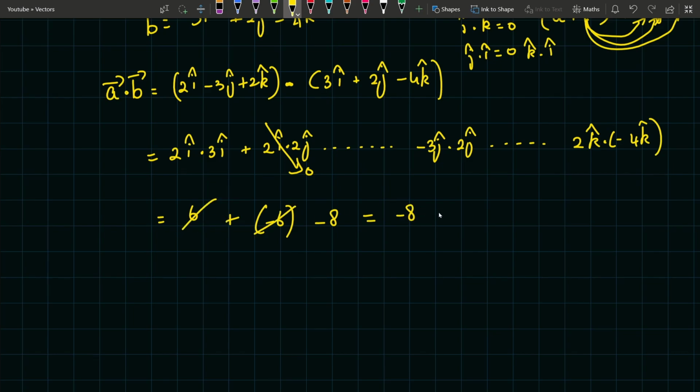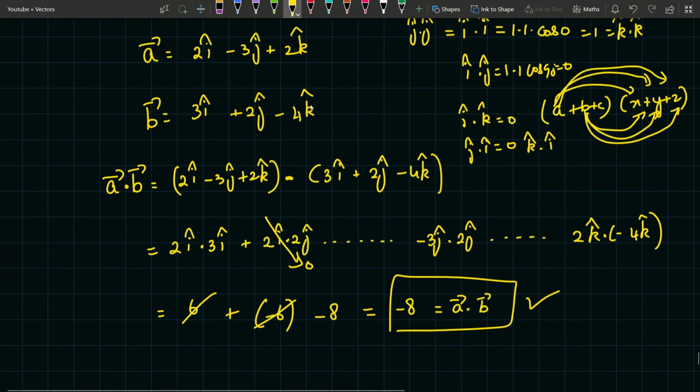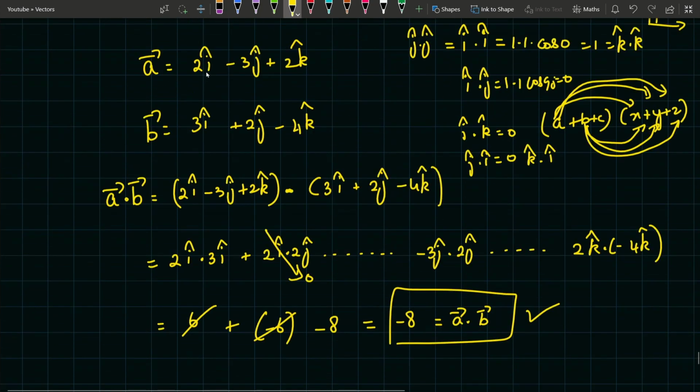So what is the dot product of A and B here? A dot B here is minus 8. Simple. That's the final answer. So you don't have to go through all these things again and again. This is just for explanation. In future, if you get any two vectors and you have to do dot product for them, just multiply the corresponding elements. So the same example I'll show you. Just multiply the corresponding I components, J components, and K components and add them together.